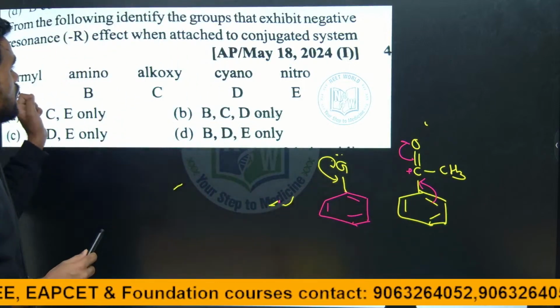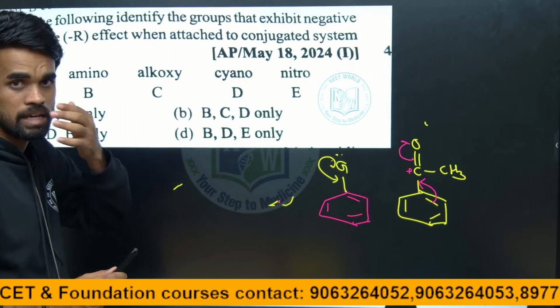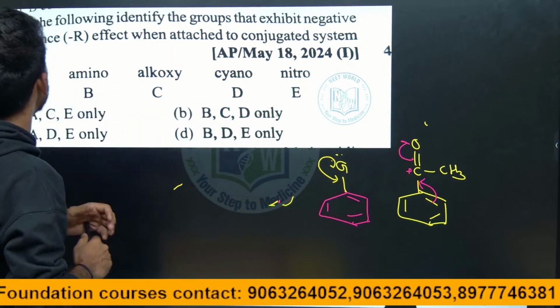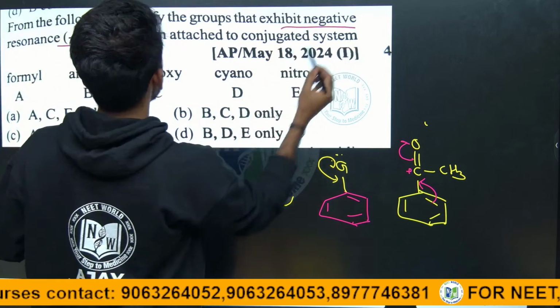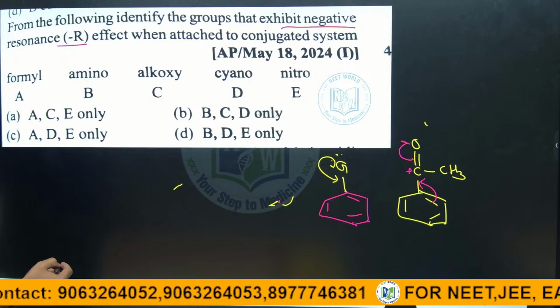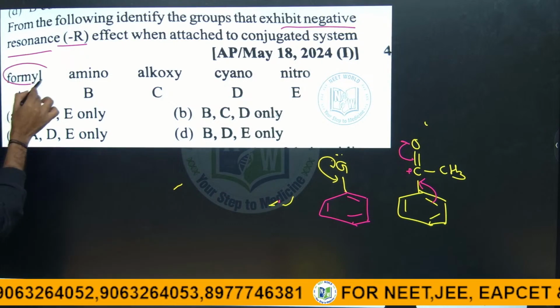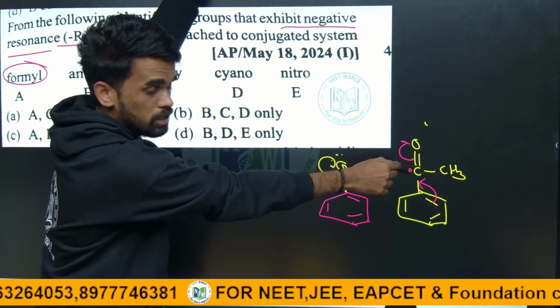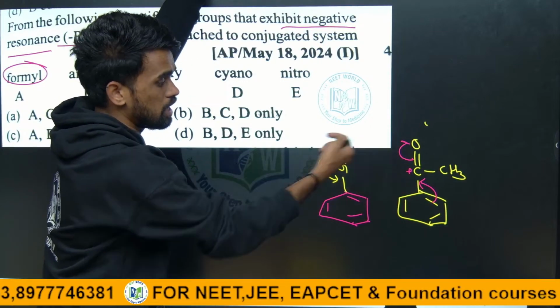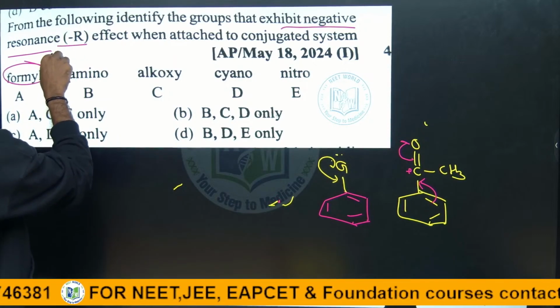So identify from the given A, B, C, D, E which is exhibiting the negative R effect, the minus R effect. So the formyl group is nothing but an aldehyde group, which is similar to ketone only, no? So the same, it will also withdraw the electrons, so it will show the minus R effect.